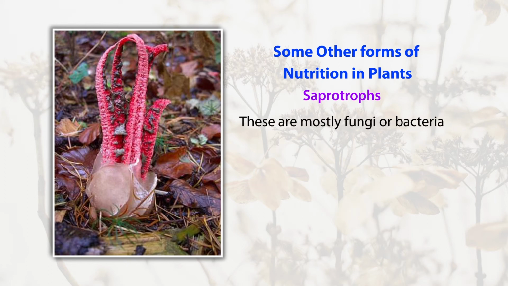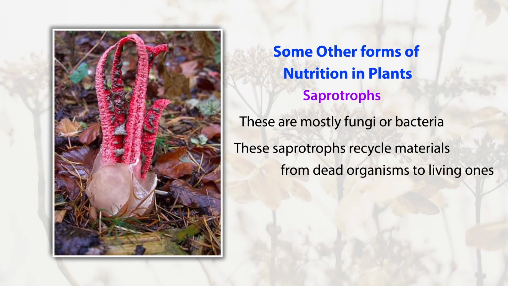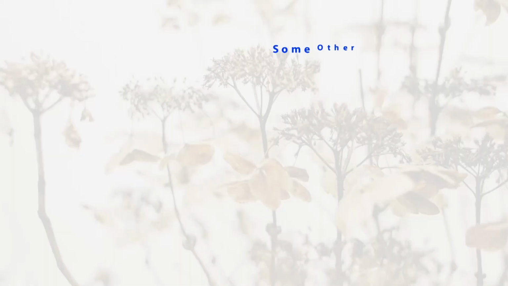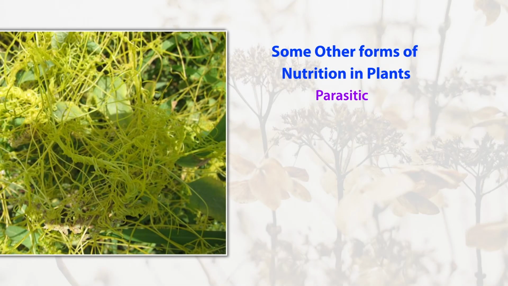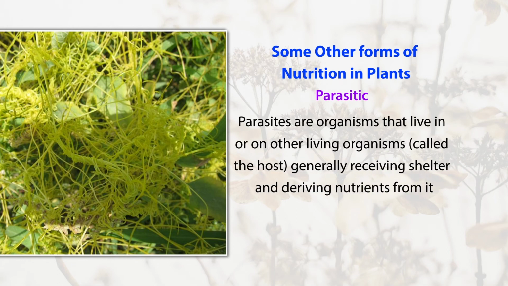So mostly saprotrophs are fungi or bacteria. So what they do, they basically recycle the material from the dead organism to the living ones. They consume the dead organisms, the dead bodies, the dead decaying plants, and they convert it into minerals and material. Then there can be parasites. Parasites are the organisms which live in or on other living organisms, which are called hosts, where they receive the shelter and they derive nutrients from them.